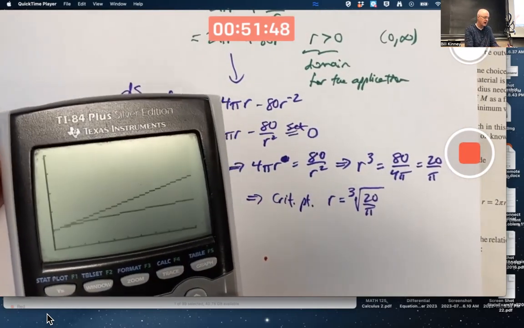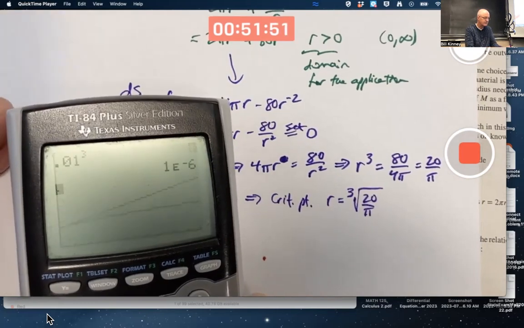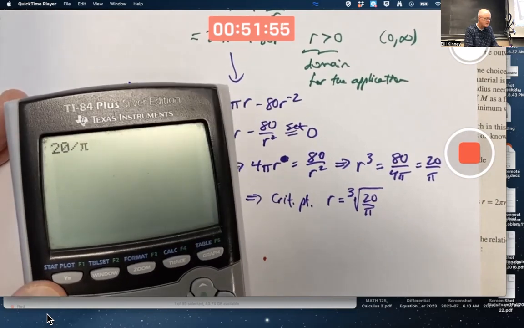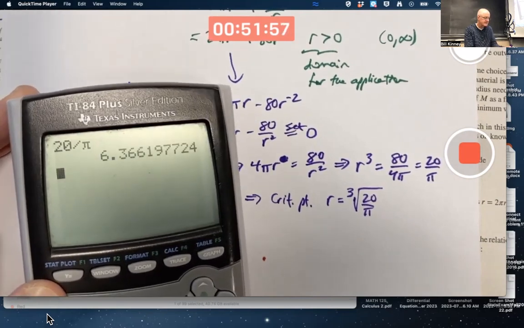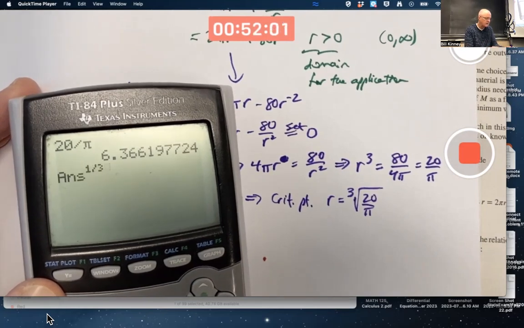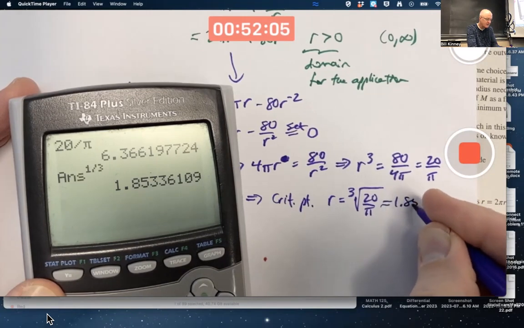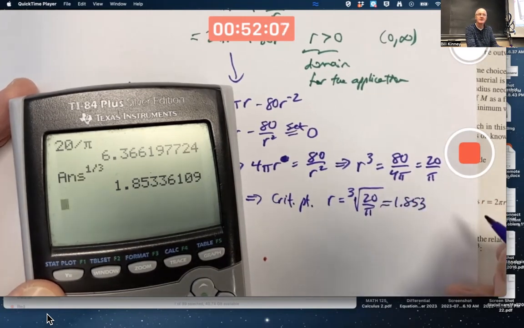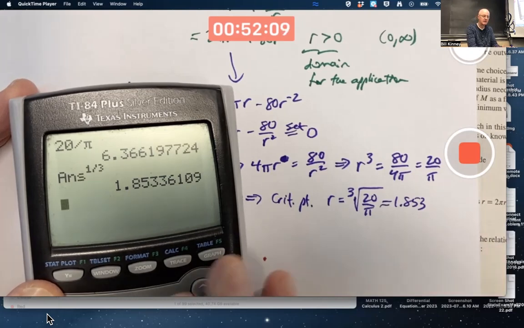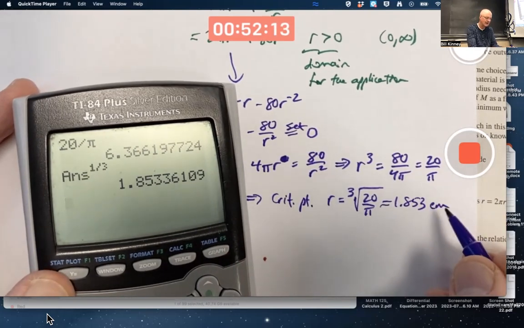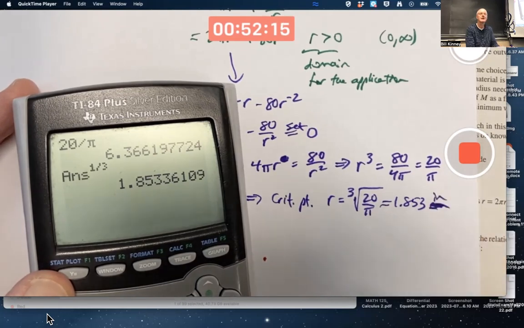Use technology to approximate that. 20 over pi is about 6.366. Take the cube root of that, raise it to the 1/3 power. This is about 1.853. Since the units of volume were cubic centimeters, this would be in centimeters. Or they were inches, sorry. Inches.